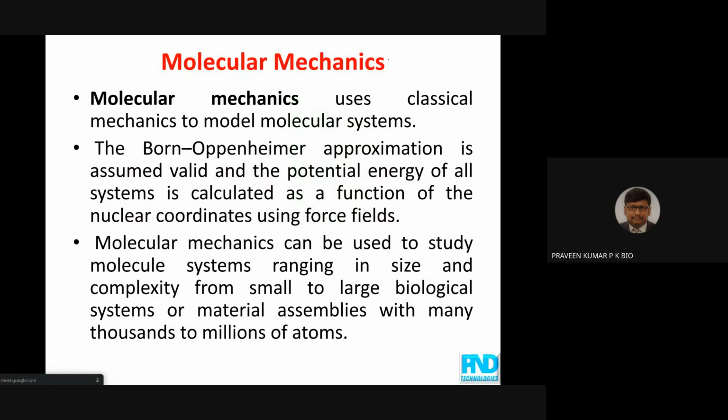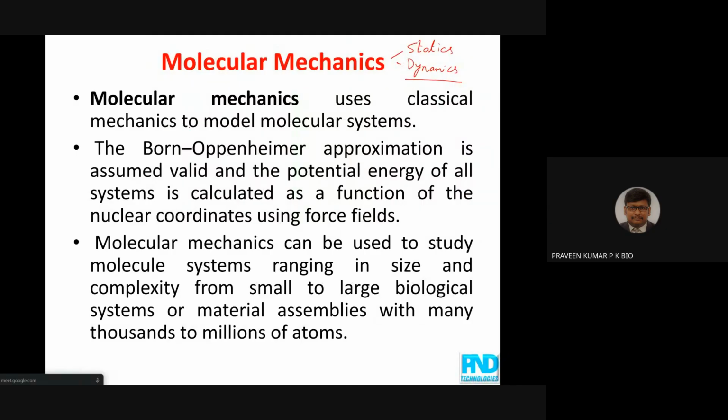Molecular mechanics can be classified into two types. One is molecular statics, the other is molecular dynamics. So generally, the molecule is not present in a static position, isn't it? It can be a ligand or receptor. So generally, we observe molecular dynamics as the default thing in molecular mechanics.